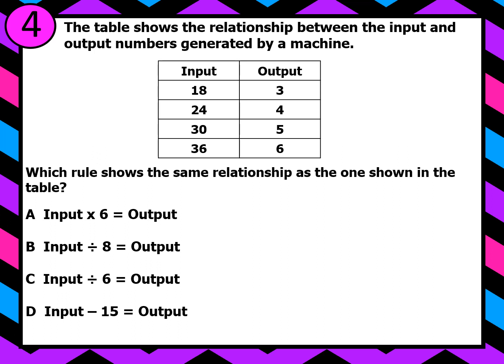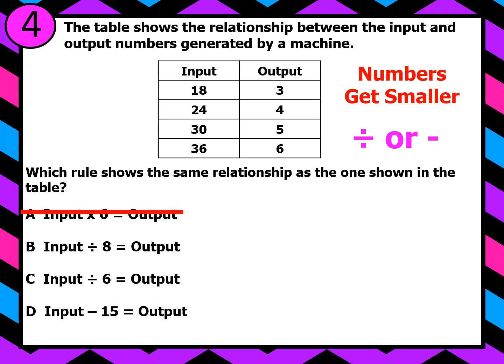When looking at the numbers in this function table, I see that my numbers are getting smaller, so I know my rule either has to be subtraction or division. This lets me know that A cannot be the answer because that is a multiplication rule. I am now going to look at answer choice B. Input divided by 8 equals output. 18 divided by 8 is not 3, so I know it is not B.